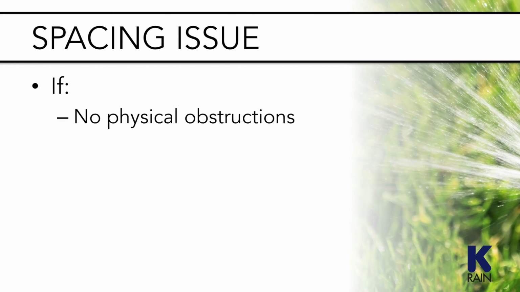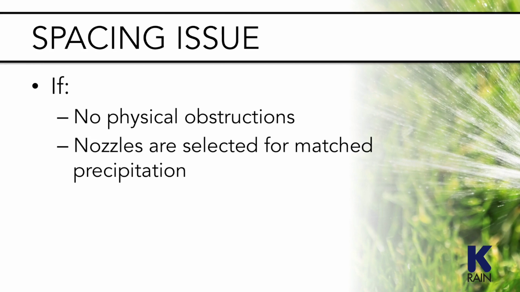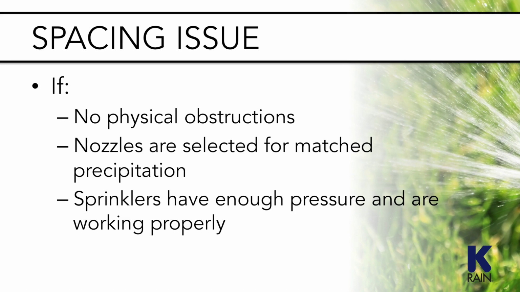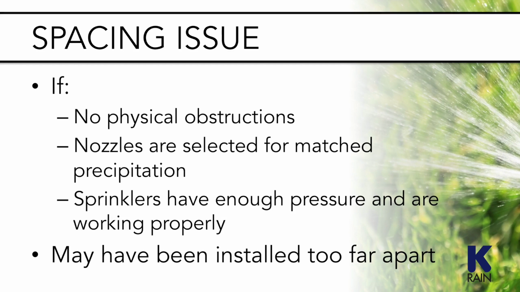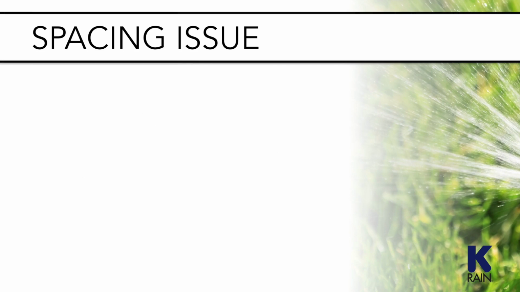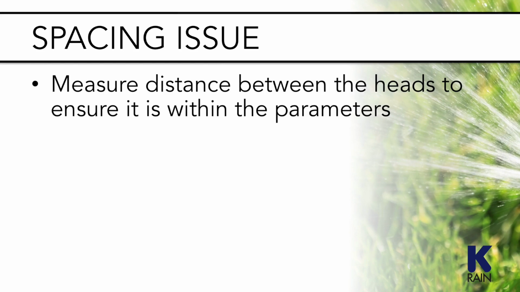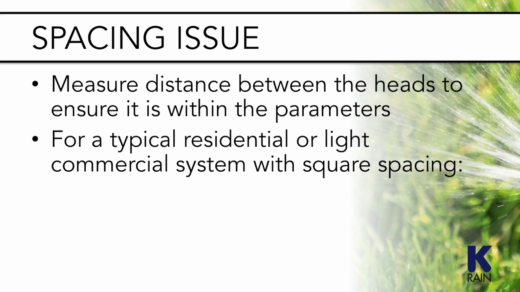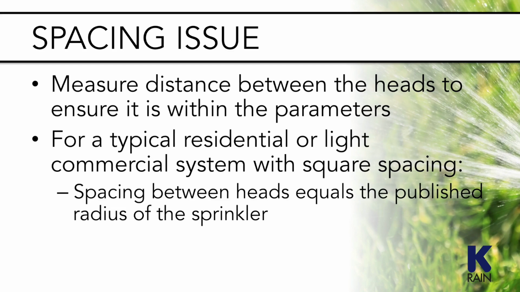If there are no physical obstructions, the nozzles are selected for matched precipitation, and the sprinklers have enough pressure and are working properly, it is possible that they've been installed too far apart. Measure the distance between the heads to see if it is within the parameters for head-to-head spacing. For a typical residential or light commercial system designed with square spacing, this is equal to the published radius of the sprinkler, with the installed nozzle at the available pressure. To compensate for wind, it is typical to lower the spacing to 90% of the published radius.